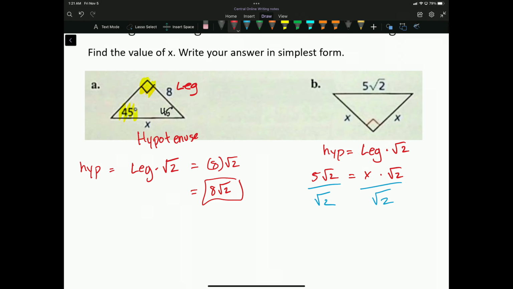Square root of 2 divided by square root of 2, that's like saying this can reduce down to 1, right? Square root of 2 divided by square root of 2 is 1. And again, on the left-hand side, square root of 2 divided by the square root of 2 is going to be 1. So we're left with 5 on the left-hand side and just x on the right-hand side. So my x equals 5, and that's my answer, right? So here are two answers.